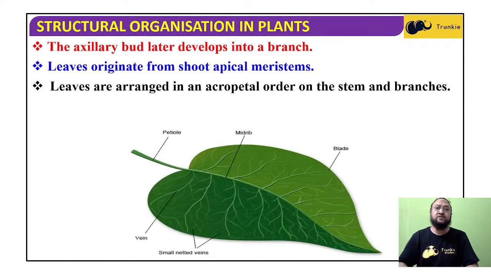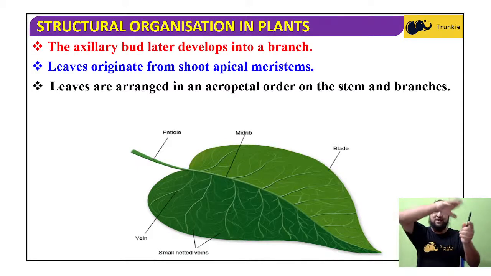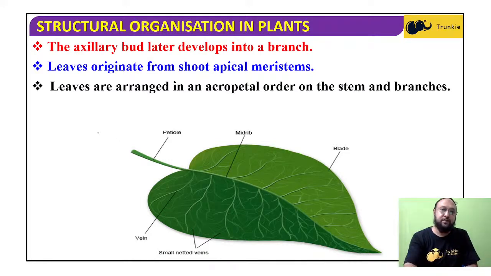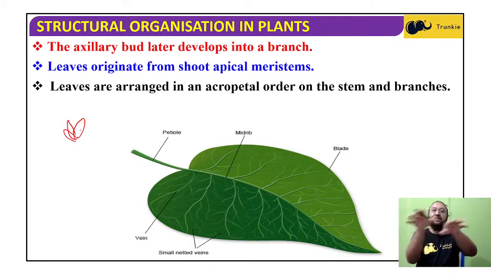Leaves are arranged in acropetal order on the stem and branches. I will show you: if this is the stem, one leaf here, and above this another, and then above that another, sidewise and acropetal, spirally. Now these are the parts of the leaf.